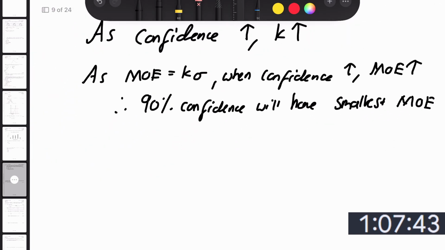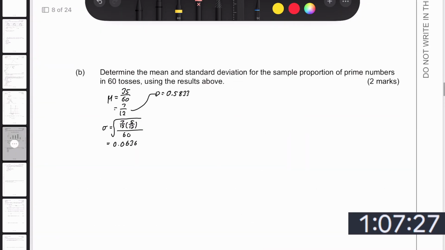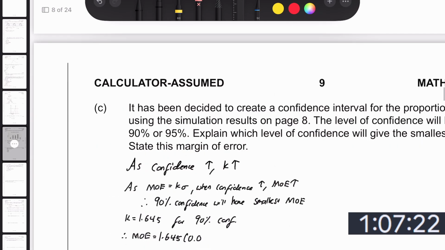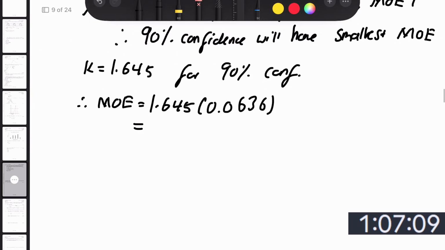Now I have to state what the margin of error is. K is equal to 1.645 for 90% confidence. Therefore, the margin of error is going to be equal to 1.645 times my standard deviation, which I already calculated as 0.0636. Oh god, that is not a 3. 6. Put that in a calculator. I get that this is going to be equal to 0.1046.